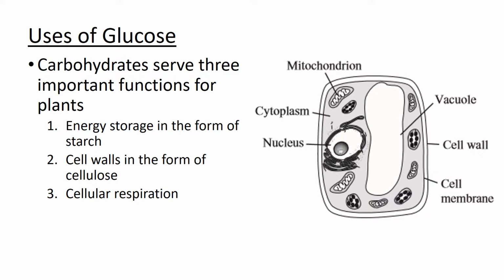They also build cell walls out of carbohydrates. Remember, cellulose is the substance found in the cell walls of plants. Plant cell walls are made out of cellulose, and cellulose is a carbohydrate. So ultimately, that cellulose is produced in photosynthesis. And plants also use the glucose produced in photosynthesis for cellular respiration, and that's the next thing we're going to talk about.